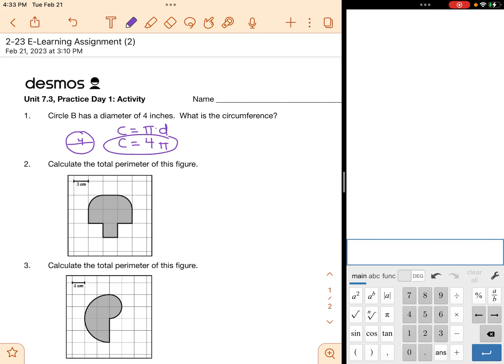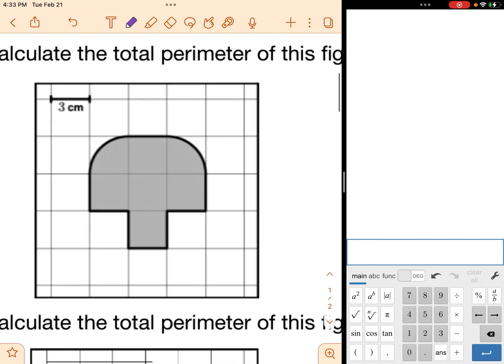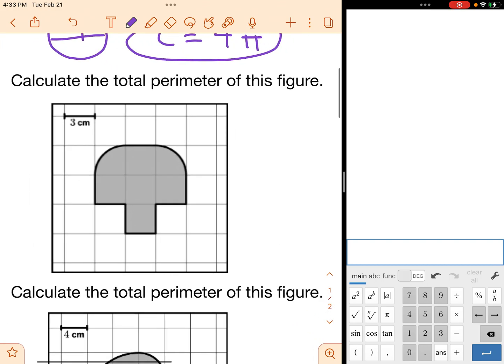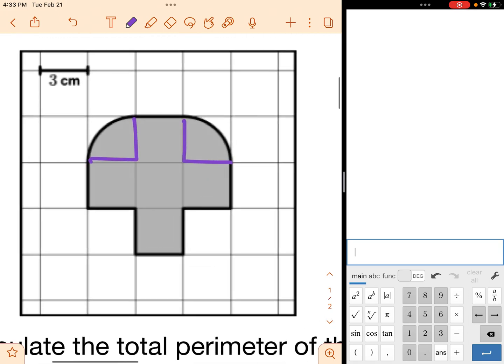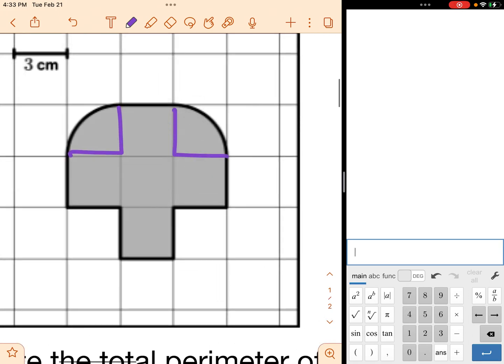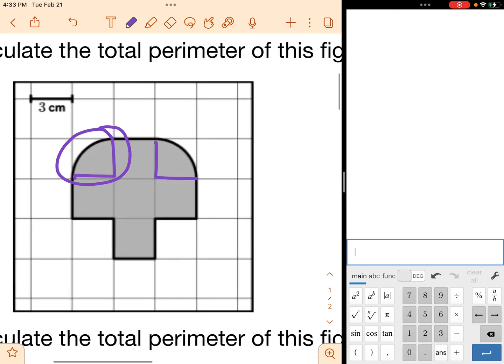Alright, so then the next 2 problems are probably the hardest ones that you'll have. We need to find the total perimeter of this figure. So remember, perimeter is going all the way around it. We're not worried about the inside. We're only worried about the outside. So if I look, I see 1/4 of a circle, another 1/4 of a circle, and then the rest are pretty easy because they're just squares. So I like to get the hard stuff out of the way first. Okay, so we need to figure out what these 2 circles are first.